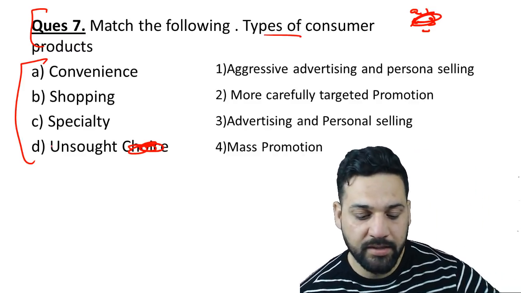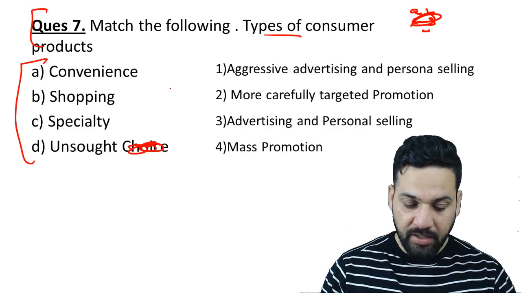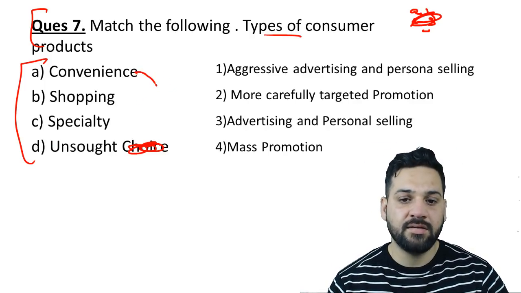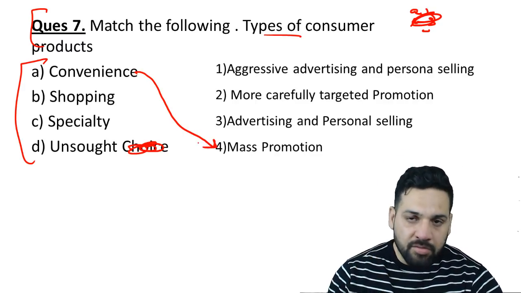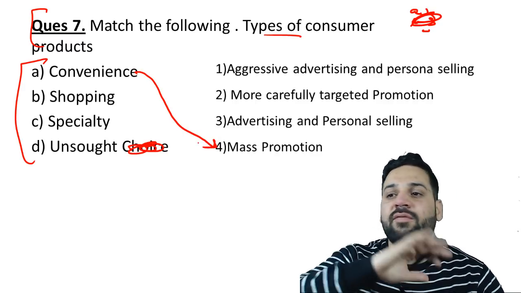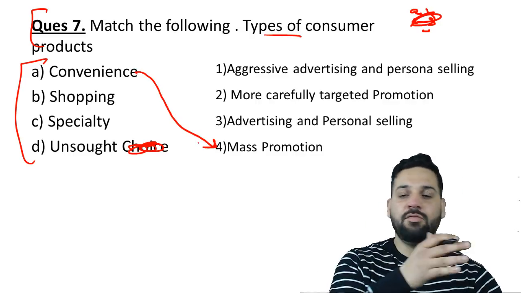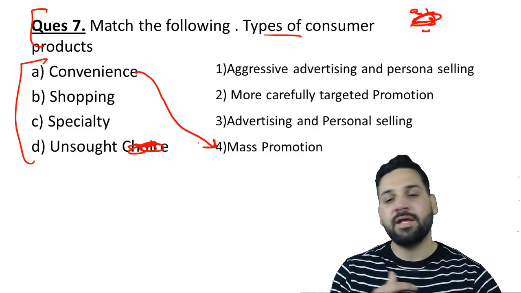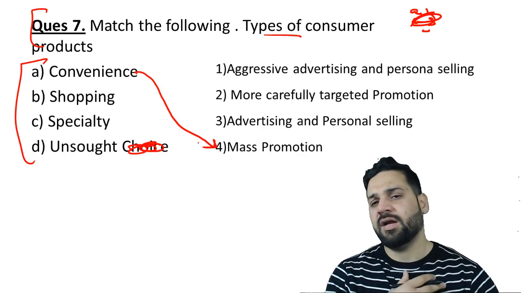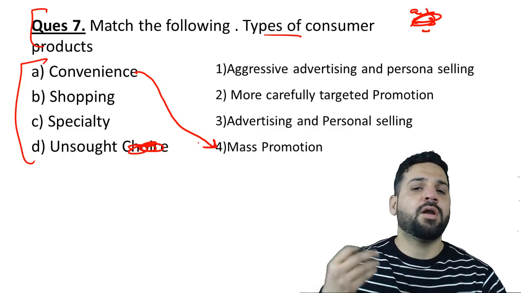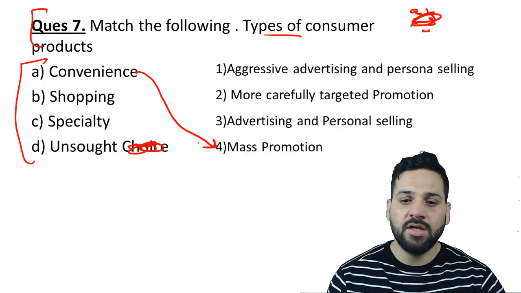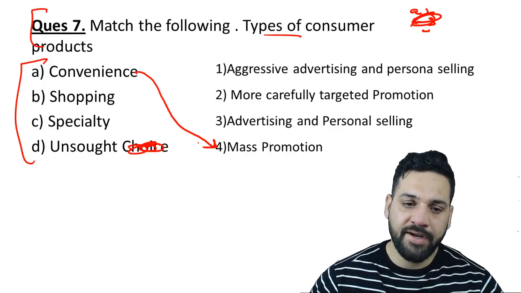Okay, A ka to everybody, anybody can answer it. Convenience is mass production promotion. That is very clear. I already told you that milk is promoted to everybody. Amul milk, you will find that advertisement on newspaper, TV and everywhere. Tata salt, advertisement is everywhere. So convenience product, everybody, let it be poor or rich, they are going to consume it. So there is mass promotion, right?